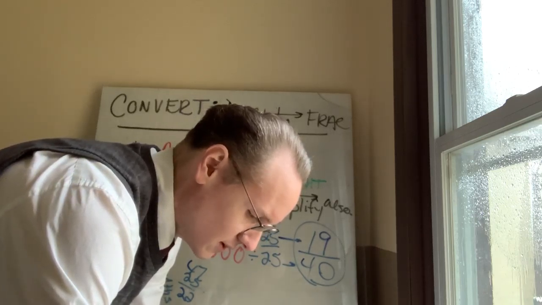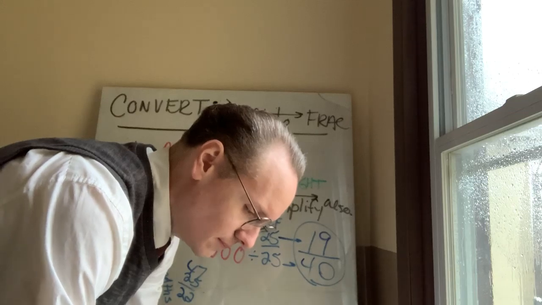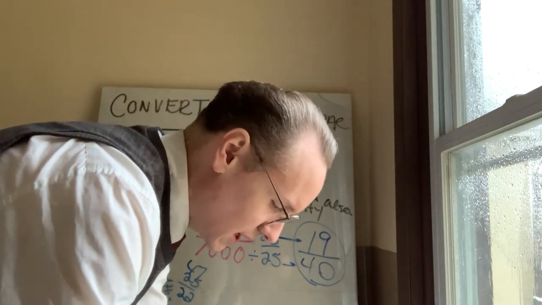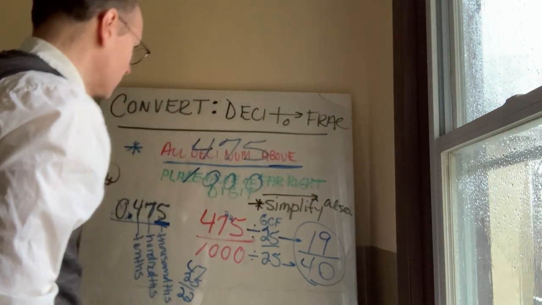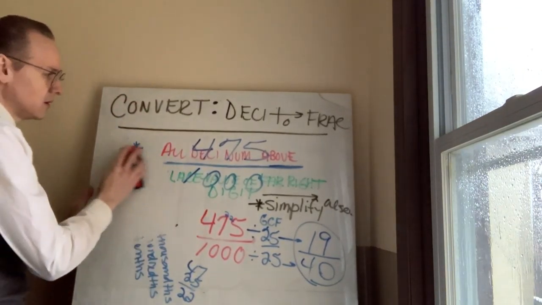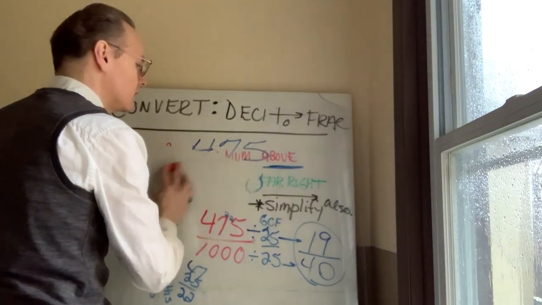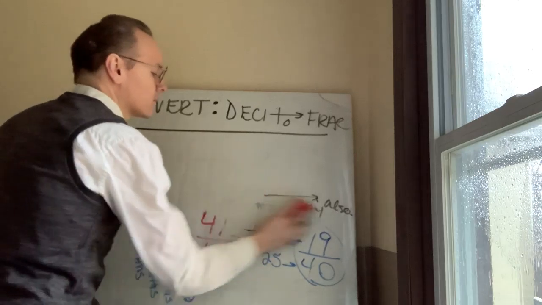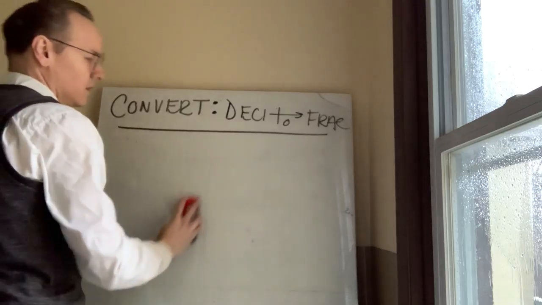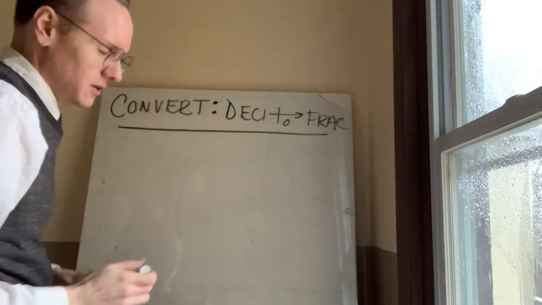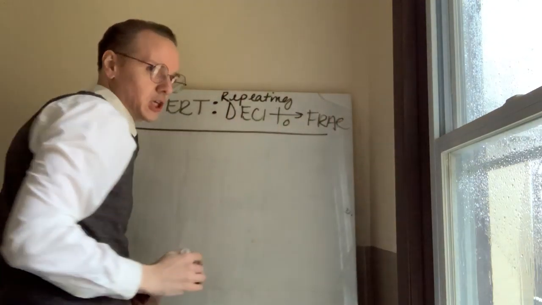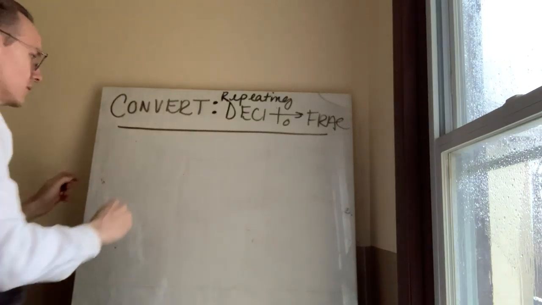Now for that other interesting case. When you're converting a repeating decimal to a fraction, I really like teaching this because the process is very interesting, you will see. Let me just tweak my little title here. When you're converting a repeating decimal to a fraction, there is some prerequisite information.